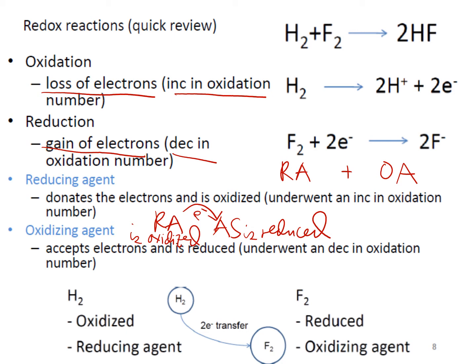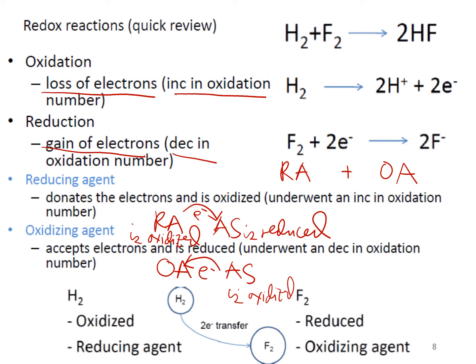Alright? And then, for the OA, just like our RA, our OA will cause oxidation in another substance. So let's say, again, AS. For this AS to undergo oxidation, it must lose electrons, right? So AS would basically lose electrons. That's the flow of the electrons. So after the AS loses electrons, it is oxidized.